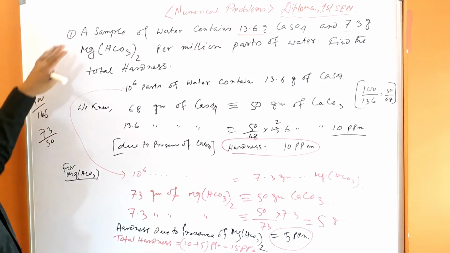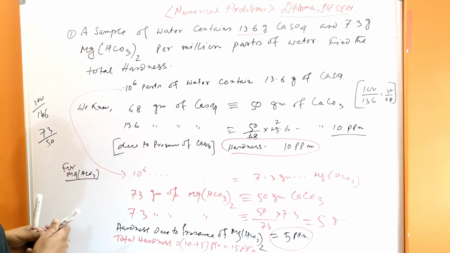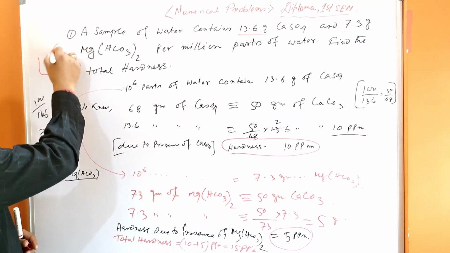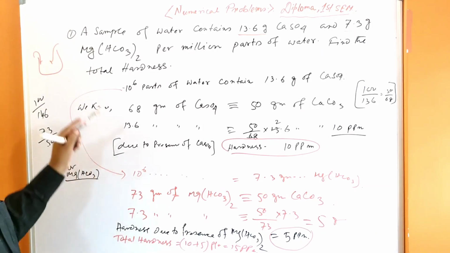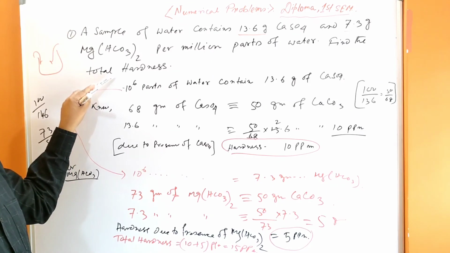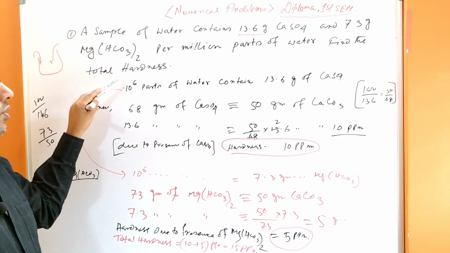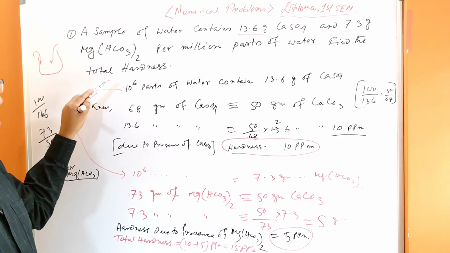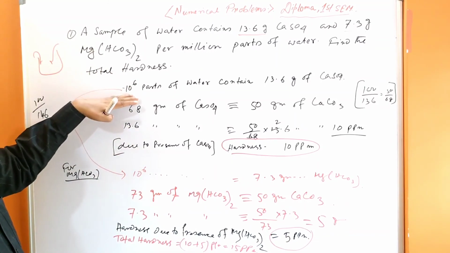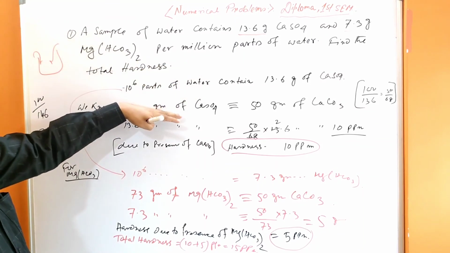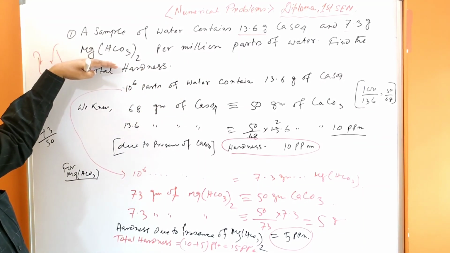Answer. A sample of water contains calcium sulfate and also magnesium bicarbonate. So you have to find out the total hardness. You have to find out the total hardness. So in this case, what will you do? You have to find it out separately. For the calcium sulfate, you have to find out the hardness, and for magnesium bicarbonate.